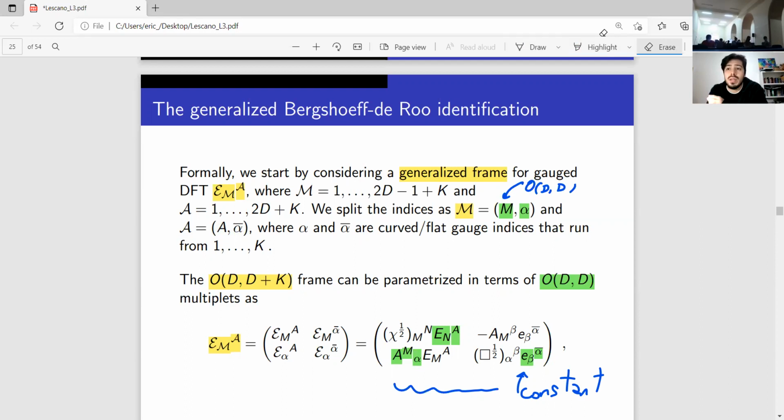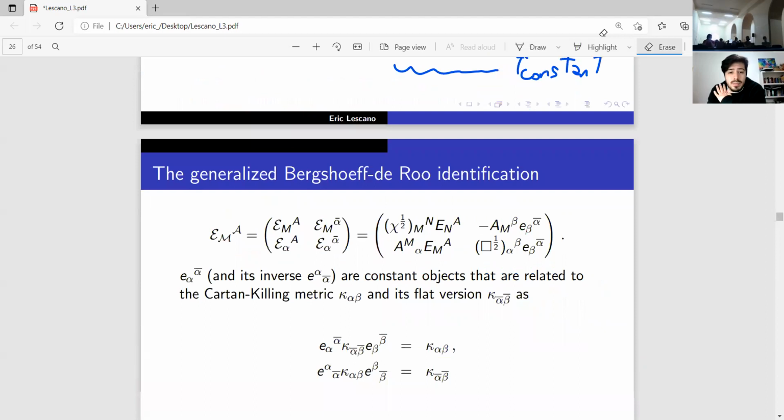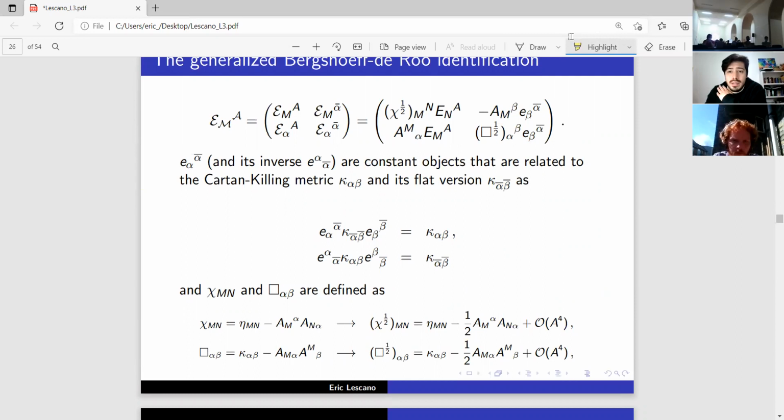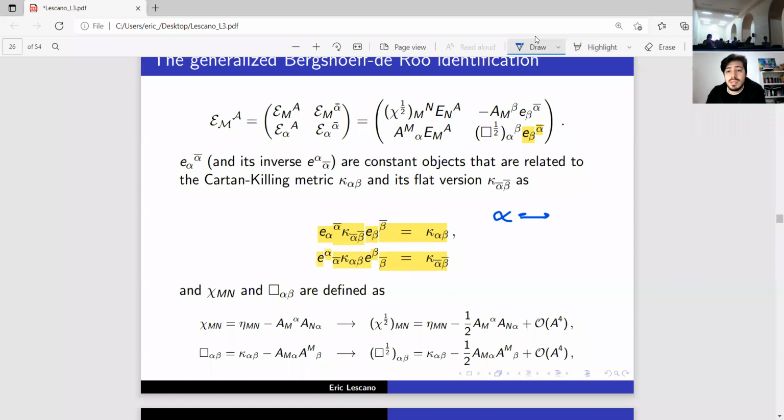And when we break the representation, we obtain what we want: an explicit gauge field in order to identify with something and to perform this generalized version of the identification. Recall that these constant objects are related with a Cartan-Killing metric, but at the DFT level, these indices are quite similar to gauge indices. These indices run from 1 to K and are gauge indices, and these are the flat version of these indices, also running from 1 to K.